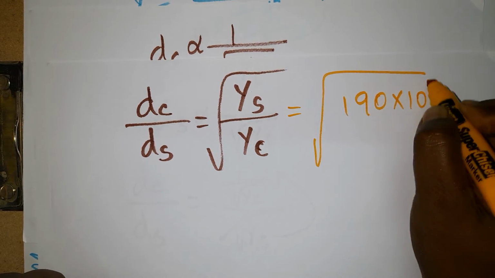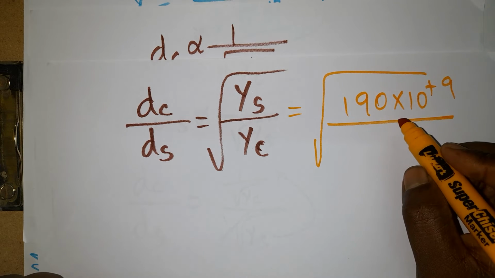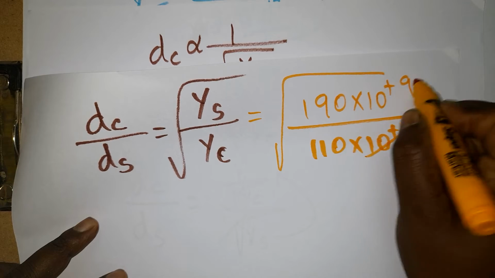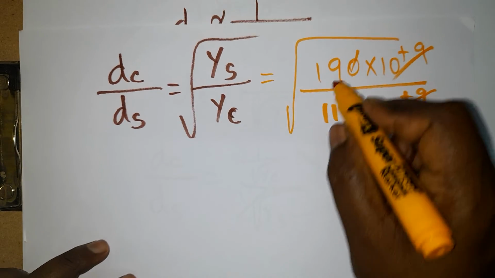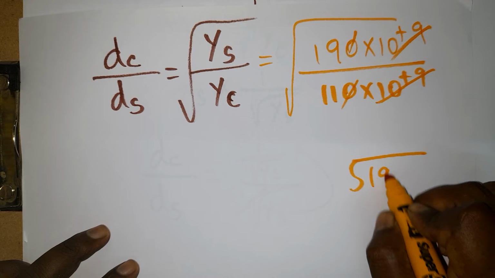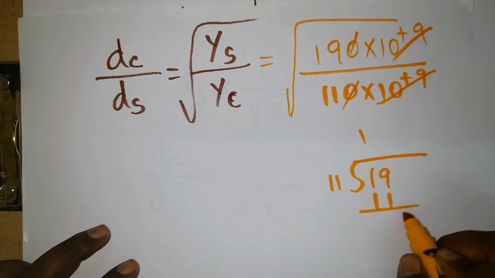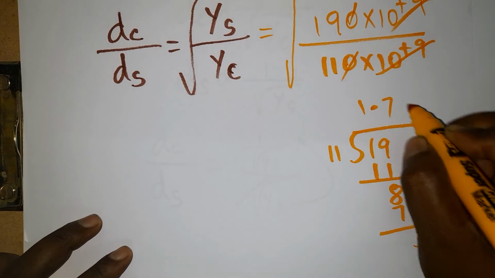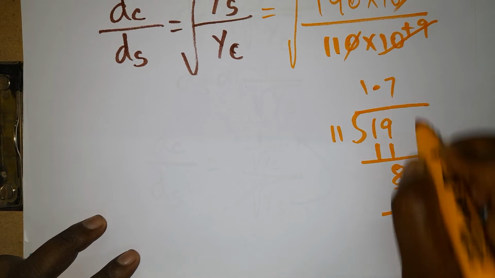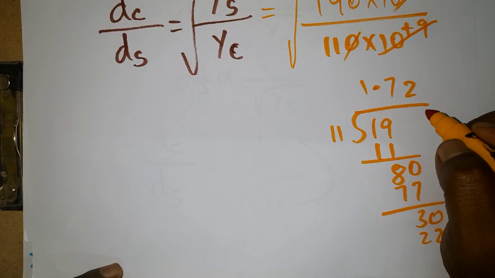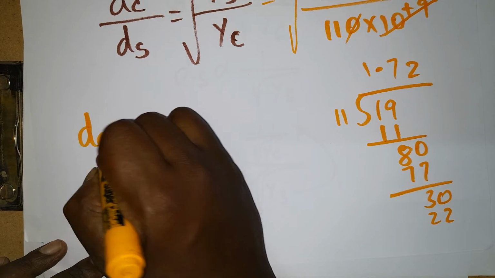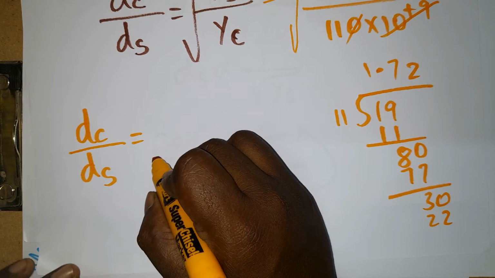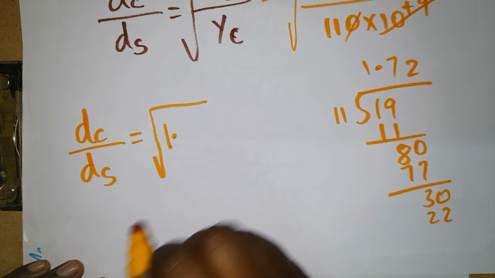The steel value is 190 into 10 power 9. The copper value is 110 into 10 power 9. 10 power 9 gets cancelled, and the 0 gets cancelled. 19 divided by 11: 11 goes into 19 one time, remainder 8. Then 0.077, 7 times, remainder 3. Again 0, 22, 2 times. So the ratio of the copper wire to steel wire diameter is going to be 1.72.